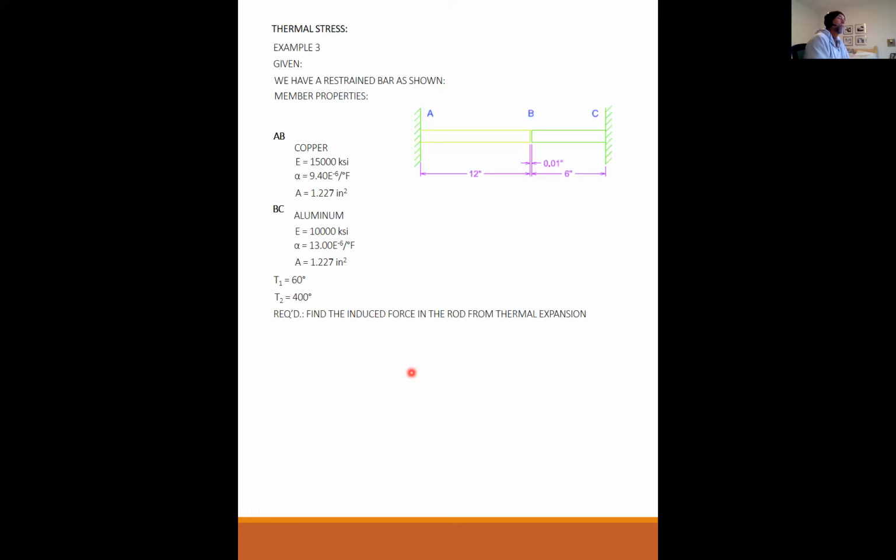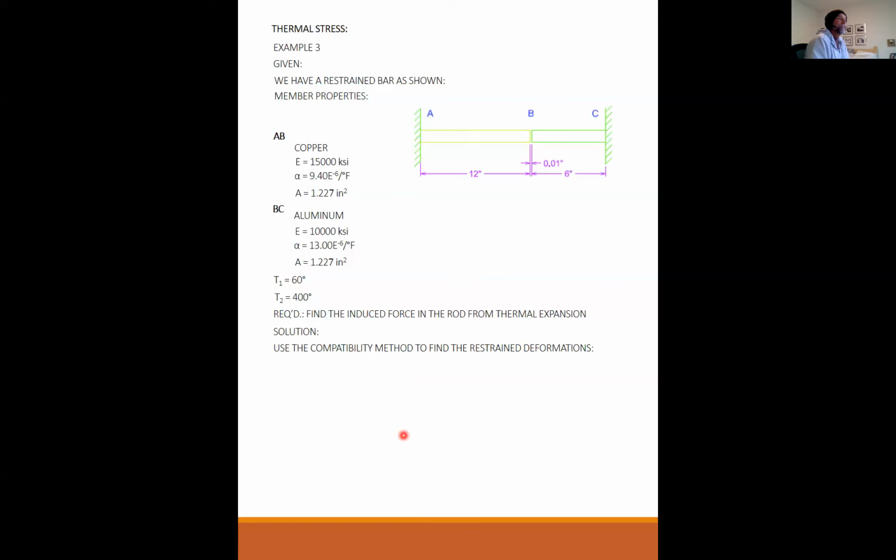So what is required? What are we trying to do here? We want to find the induced force in the rod from thermal expansion. Once this thing expands, comes into contact, and then continues to heat up, what are the forces locked into these from that thermal expansion? Okay, do I have any questions about the setup? Okay.